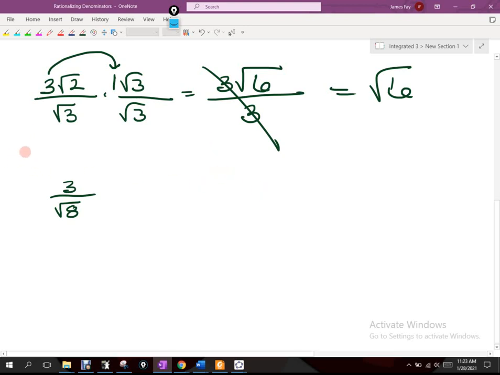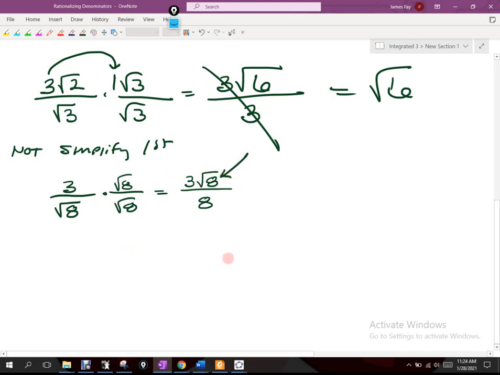Okay, so first way here, let's not simplify right away. If I'm not going to simplify right away, what do I need to multiply by? Radical 8 over radical 8. And that's going to give you on the top 3 radical 8. And on the bottom, it's going to give you just 8, right? It's a better answer because there's no radical on the bottom, but it's not a simplified answer because that radical 8 needs to be broken down.